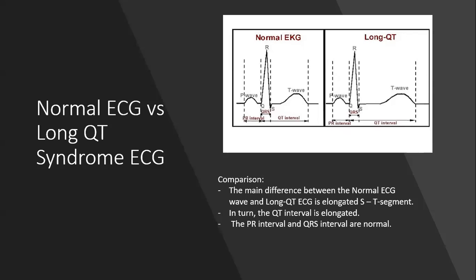All right. So right now we're going to compare the EKG or ECG of a normal one and one with a person who suffers long QT syndrome. So the main difference between the normal and the long QT is the elongated S and T segment. However, the QRS segment doesn't show much of a difference as much as the S and T segment.